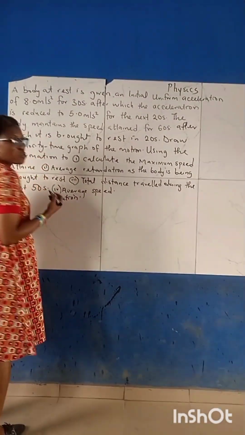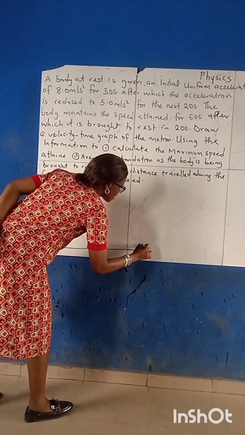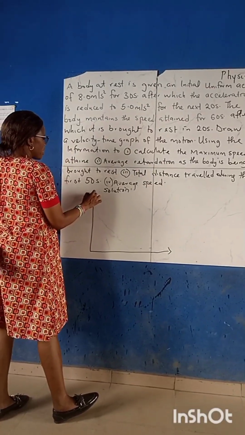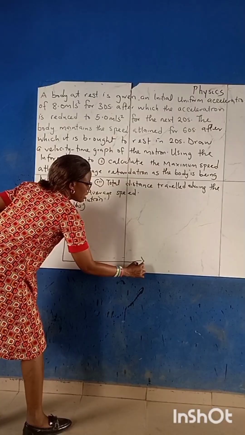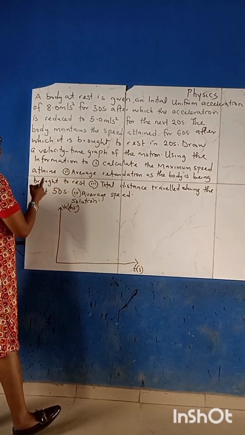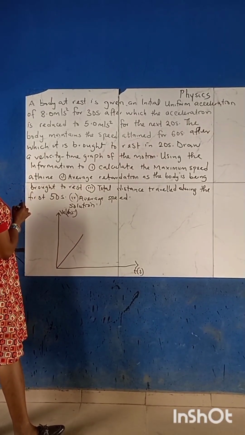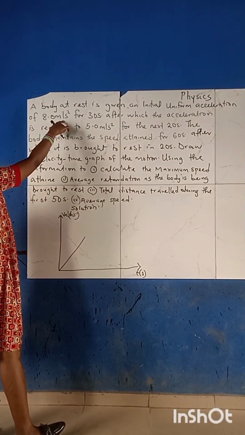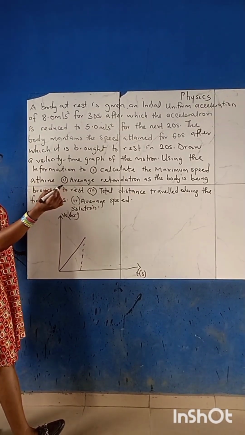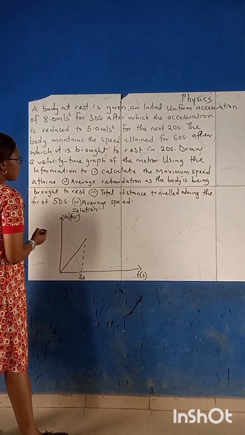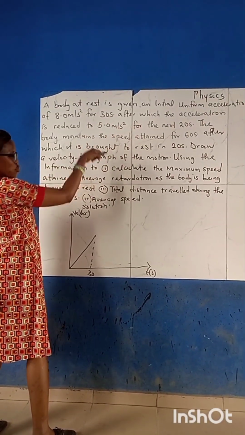The first thing you're going to do is to draw the graph. I draw my velocity axis against time. Please don't forget to indicate your axis in meters per second and time in seconds. So a body starting at rest, an acceleration of 8 is given and the time is 30 seconds. Mind you, we need velocity, not acceleration. So this is 30, after which the acceleration is reduced.